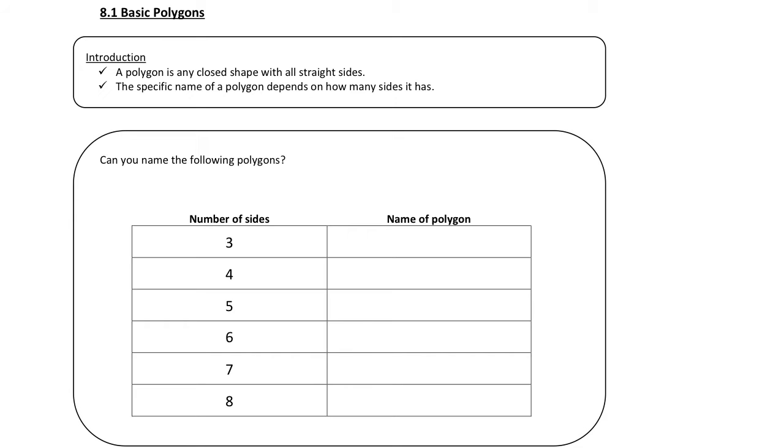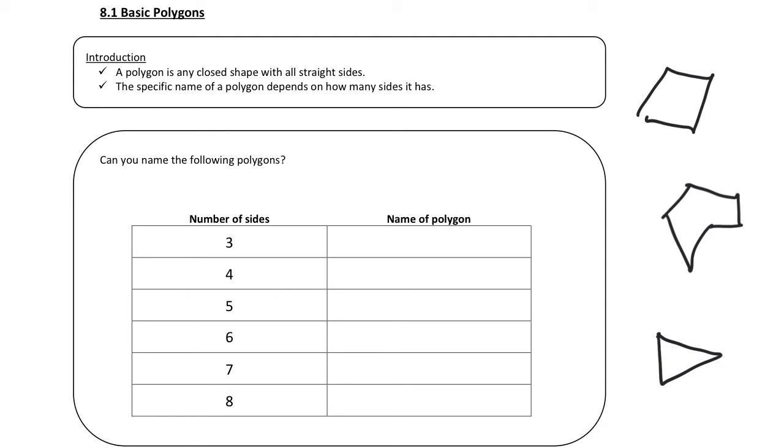Basic polygons. A polygon is any closed shape which is made up of all straight lines. The specific name for a polygon depends how many sides it has. So that's a polygon, that's a polygon, and that's a polygon. So it's a shape that's got straight sides and it's closed, which means it would have a solid area contained inside it.